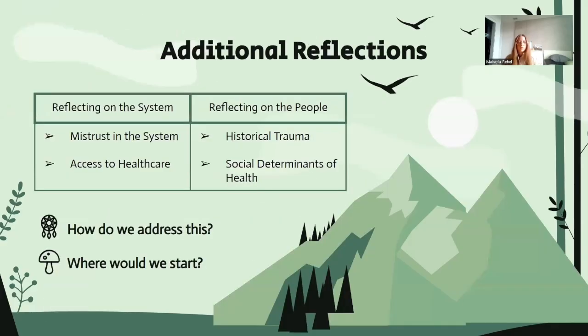And I found that our reflections fell into mainly two categories. So we're either reflecting on our healthcare system or reflecting more on Indigenous people, mainly seeing in the system the mistrust that's been built, the lack of access to healthcare, and then the presence of historical trauma in Indigenous people and its effect. And as we previously mentioned, these psychosocial factors are playing a bigger role in healthcare. And so this gets us to start thinking, how do we address this? Where do we go next?